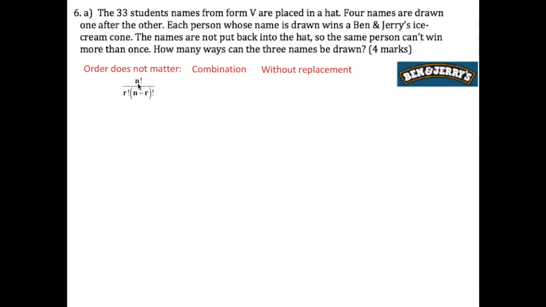We could use our formula, which is n factorial over r factorial, all divided by (n minus r) factorial. Our n is 33. Our r is how many people we're taking, which is 4. So 33 factorial divided by 4 factorial times 29 factorial. I had a few people get this wrong. They had this part right, but they didn't do the work in the calculator correctly.